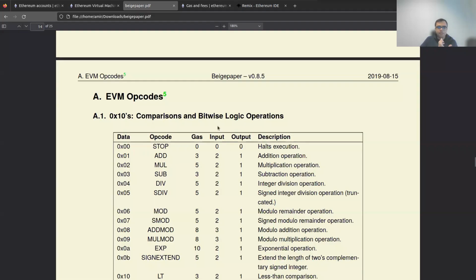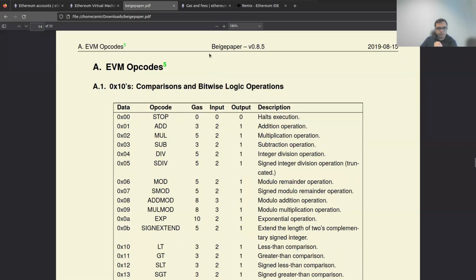Now, how does this actually work? Well, if you come back here to the technical specification in the beige paper, you actually see that in our assembly-like programming language, we have these different opcodes or operations, and each one of them has a predetermined amount of gas. So, for example, stop just ends the execution, and this doesn't actually use any gas, but add adds 2 integers, and it uses 3 units of gas, whereas multiplication uses 5 units of gas, and so on.